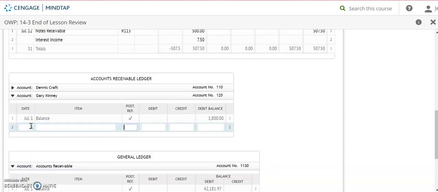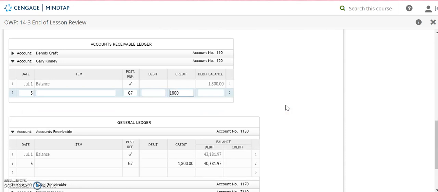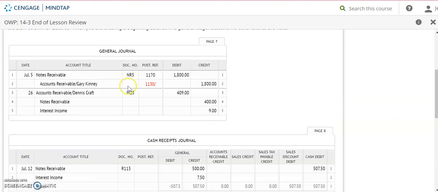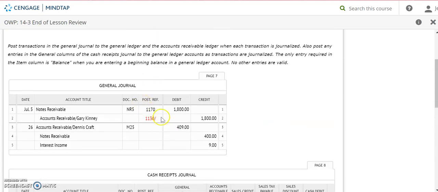So the 5th, G7, and a credit of 1800. And then that brings my balance to 0, or we would draw a line through it if we were doing paper and pencil. Now in this case, I'm just going to go back up here. This is where we accepted the note. So in the item column, we would put accepted note. Again, they're not having us do that, but that's what we would have written. So I'm going to take account number 120 back up.